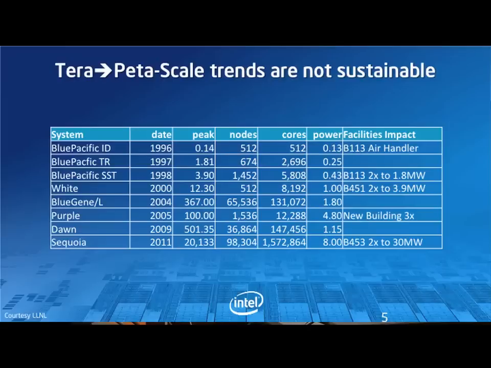So at the end of leading up to delivering Sequoia in the building 453, it required another upgrade, and we upgraded that from 12 in a couple of stages up to 30 megawatts. And I don't know, but if you look at that power number from 130 kilowatts to 8 megawatts, and you draw a line through that, getting to Exascale is going to be pretty tough.